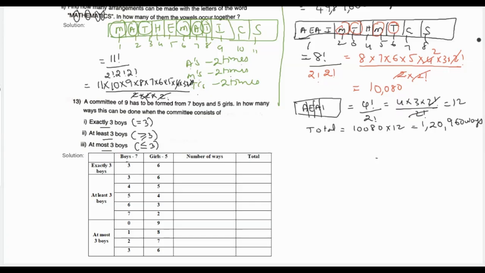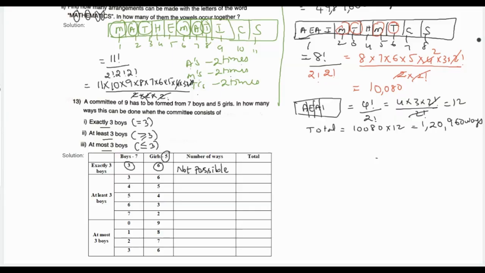Question number 13. A committee of 9 has to be formed from 7 boys and 5 girls. In how many ways can this be done when the committee consists of exactly 3 boys, at least 3 boys, at most 3 boys? So here exactly 3 boys, so boys will be 3, the remaining will be girls, that will be 6. But here actually we have 5 girls. We cannot select 6 girls from 5. So this is not possible.